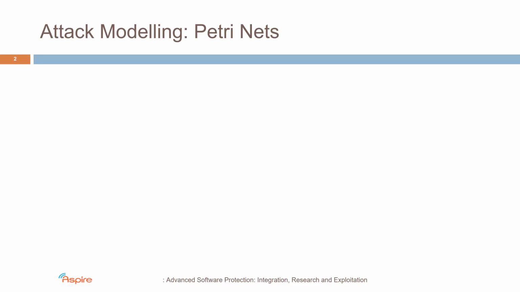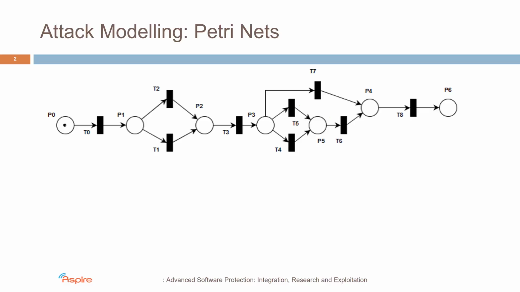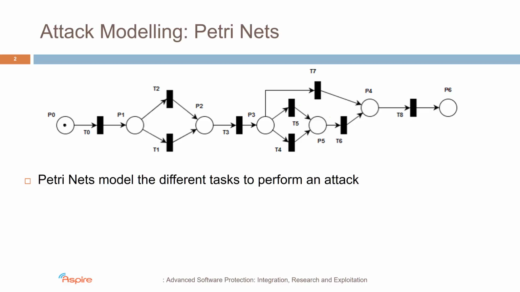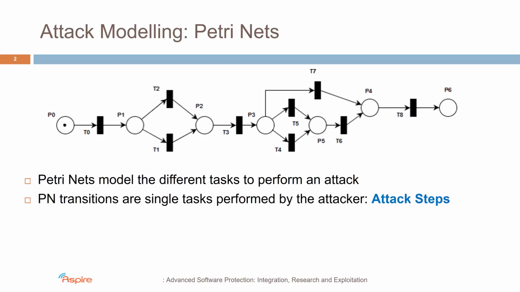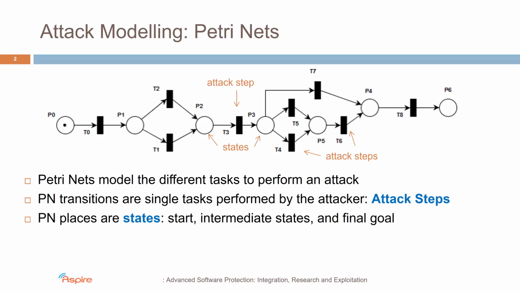In Aspire, we use Petri nets for attack modeling. Petri nets model different tasks to perform an attack. The transitions in the Petri net, which are the black rectangles, represent the attack steps, the tasks that the attacker has to perform in order to achieve a final goal. The final goal is one of the states of the Petri net, which are the white circles.